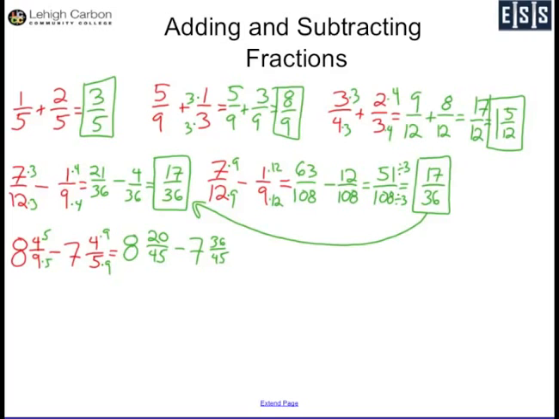Now when I go to subtract, I have 20 minus 36. I can't take 36 away from 20. I need to borrow. So I'm going to reduce my 8 to a 7 and add 45 to the top of the fraction, because that's the same as adding 45 over 45, or 1, which is what I've taken away from the 8. So now I have 7 and 65/45 minus 7 and 36/45. So 65 minus 36 is 29/45. 7 minus 7 is 0, but I don't really need to have a 0 sitting in front, so it's just 29/45.